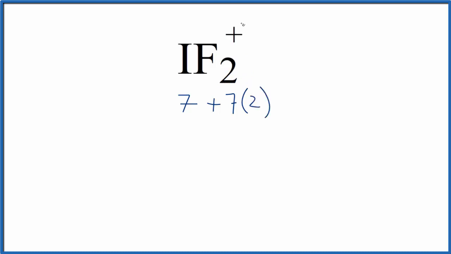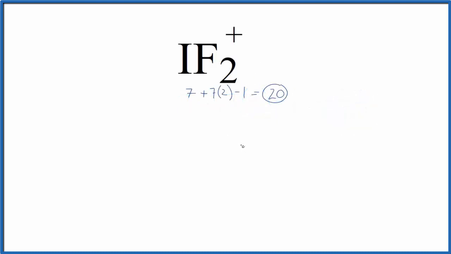And very importantly, this positive sign, that means that we've lost an electron. Electrons are negative, so if we lose an electron, we get this positive ion. So we have to subtract 1 electron. So we have 7 plus 14 is 21 minus 1, 20 total valence electrons for the IF2 plus Lewis structure.